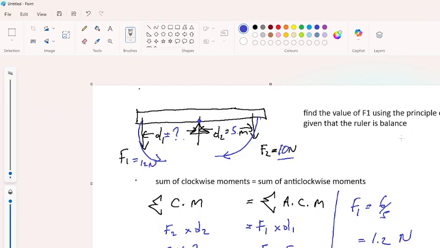So find for me the value of D1. So that's an insult to your intelligence. Find for me the value of D1 in only 2 minutes, and then let me know how we stand.